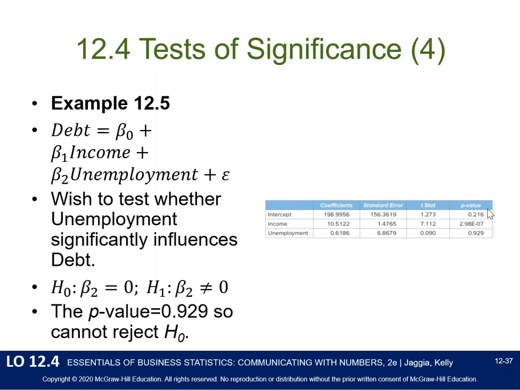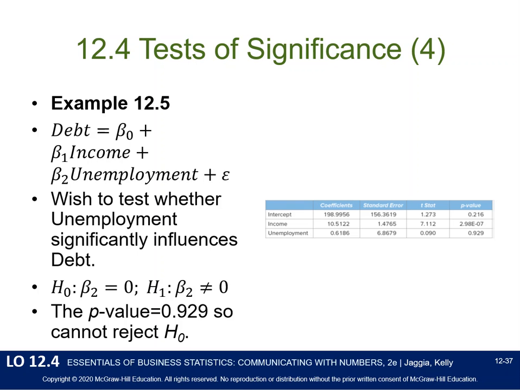So we've already looked at these p-values, and we determined that for income, the p-value is less than 0.05. So we could reject the null hypothesis that it was equal to 0. For unemployment, though, the p-value is much, much greater than 0.05, so we cannot reject the null hypothesis.